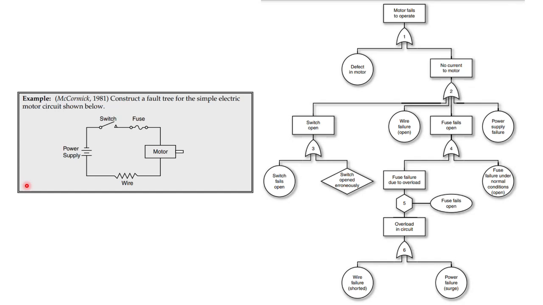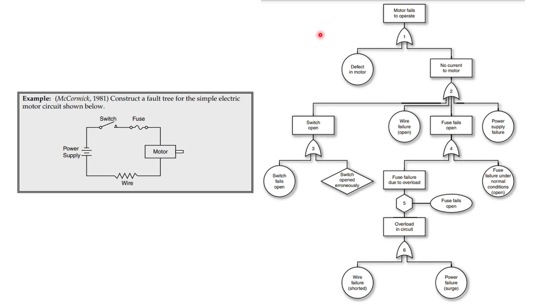Okay, class. For the continuation of our lesson for the risk analysis, we will study this set of problems. For example, you need to construct a fault tree for the simple electric motor circuit shown below. Here we have the switch, which is currently open, the fuse, and the motor. Of course, we also have the wire and the power supply.